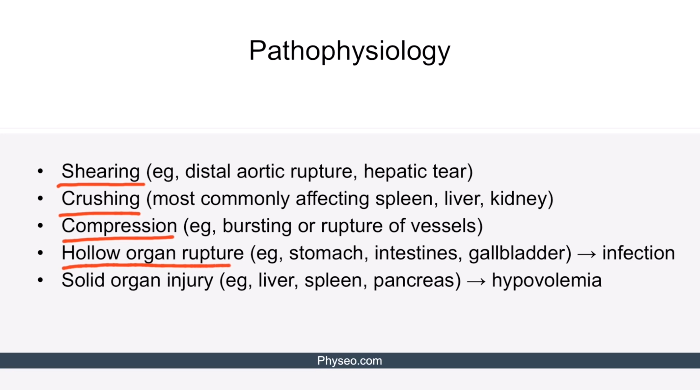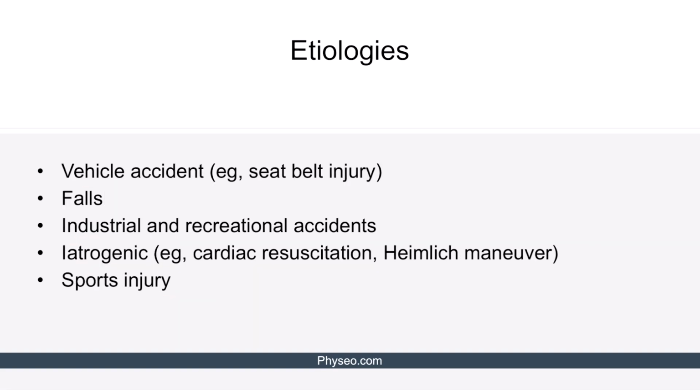If hollow organs such as the stomach, intestines, or gallbladder are ruptured, their contents are spilled into the abdomen, which can lead to severe infection. On the other hand, if solid organs such as the liver, spleen, or pancreas are injured, they can bleed profusely, leading to severe hypovolemia. Let's move on to etiologies.